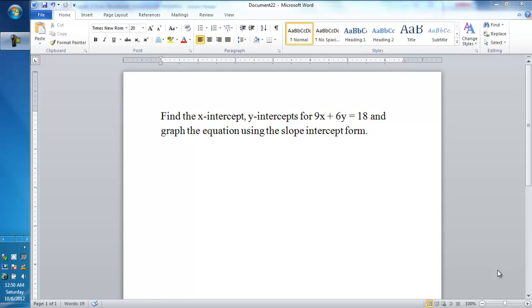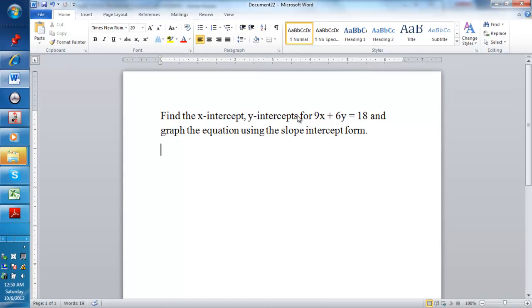Hello, my name is Tim Mansky, and I'm going to show an example of finding the x and y intercept for 9x plus 6y equals 18, and graph the equation using the slope-intercept form.